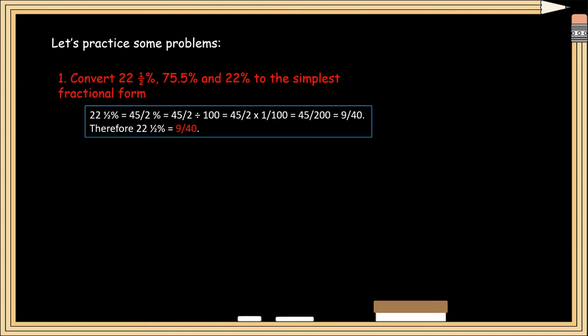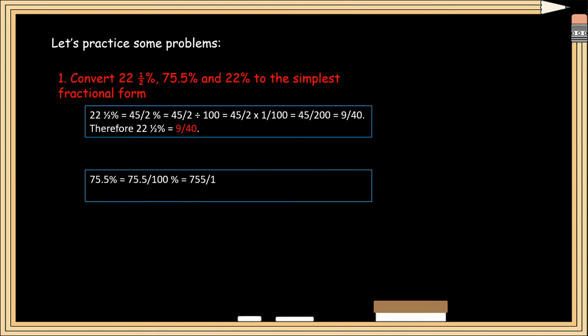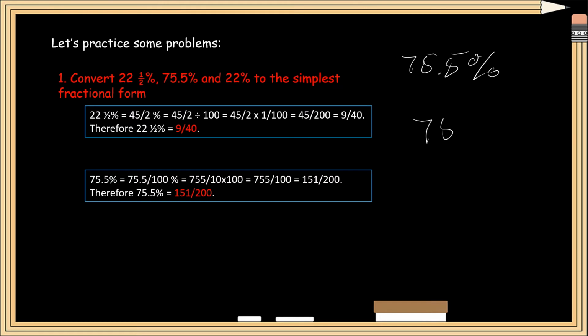Now the next one, 75.5%, and here's the solution. So let's write 75.5%. We need to first divide it by 100, so I'm writing it in this way, 75.5 by 100. You can even write it using the division sign, but I'm not doing that.